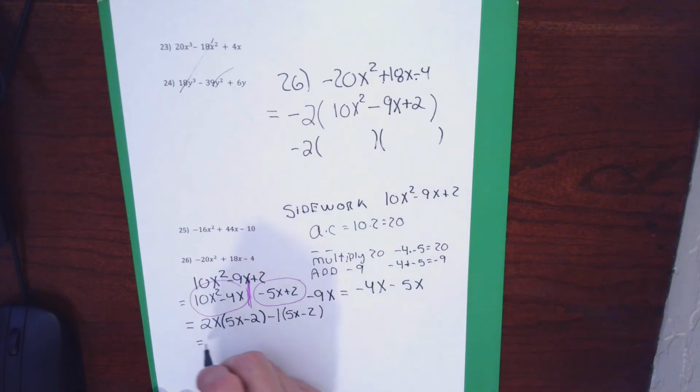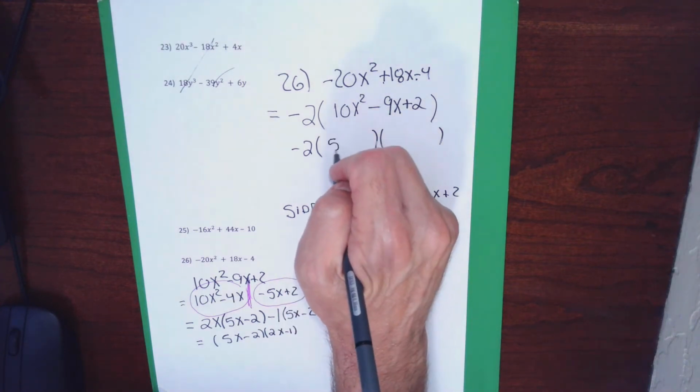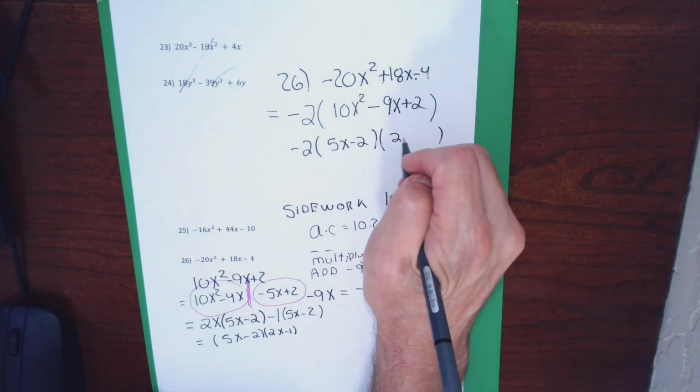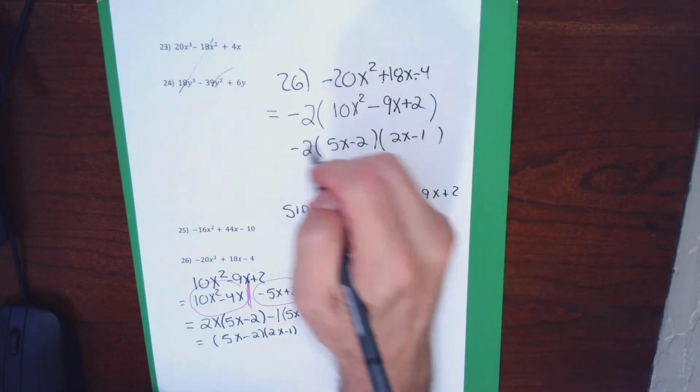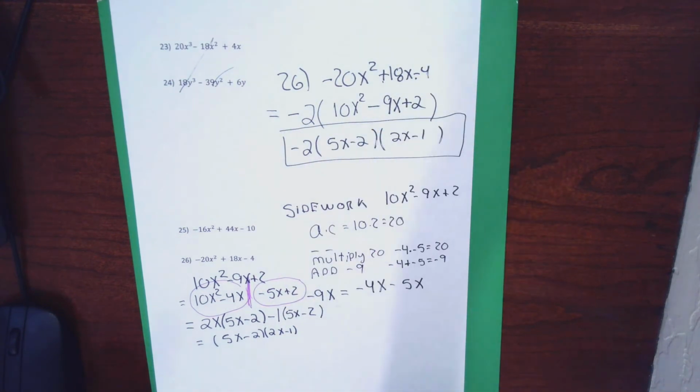And now I know how to factor the hard part. It's going to be 5x minus 2 and 2x minus 1. Those I'm going to put in the parentheses and call this my answer. And it wouldn't matter if your parentheses were flip-flopped from mine, meaning if you had the 2x minus 1 parentheses first and the 5x minus 2 parentheses second, absolutely going to be okay.